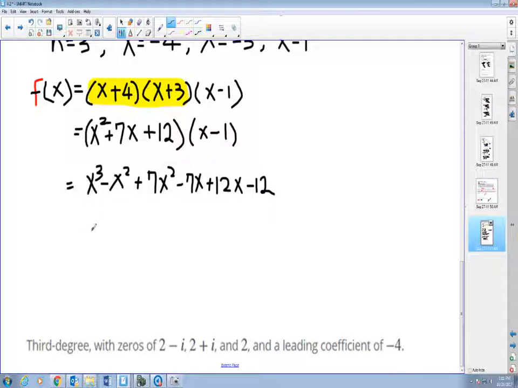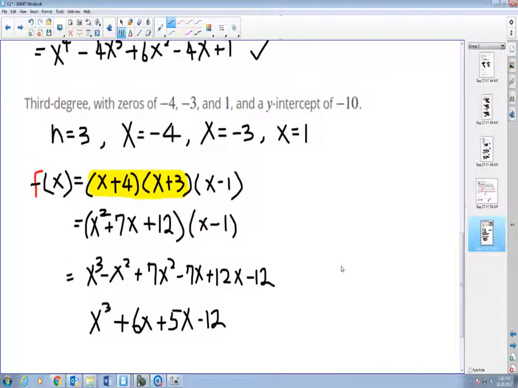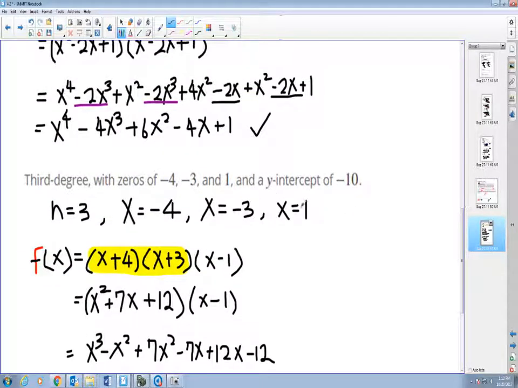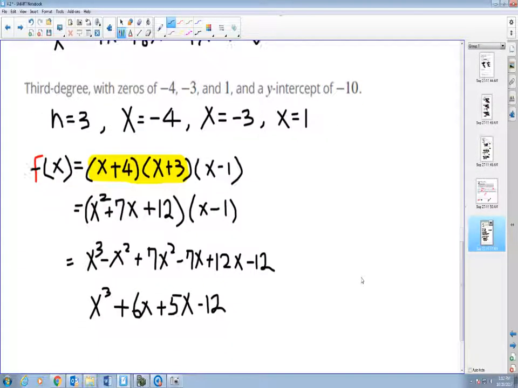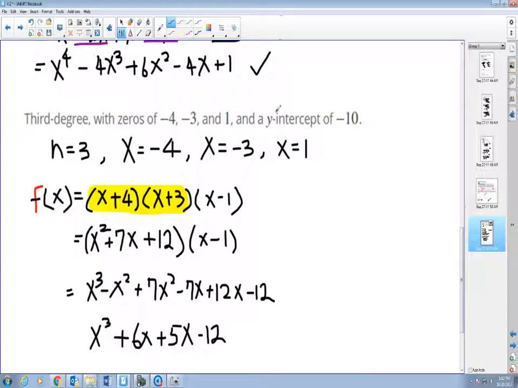If I combine like terms here, I should have x to the third plus 6x squared, right? Negative 1 plus 7 is positive 6. Negative 7 plus 12, positive 5x, minus 12. So this could be my answer if I did not have this little last bit of property. So how do I handle that last little bit of property?